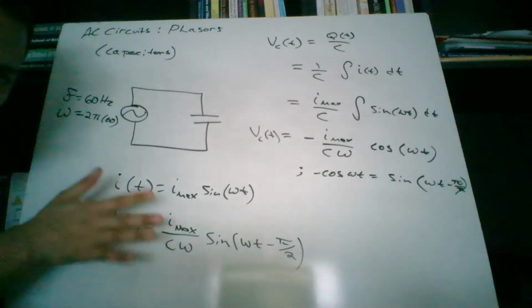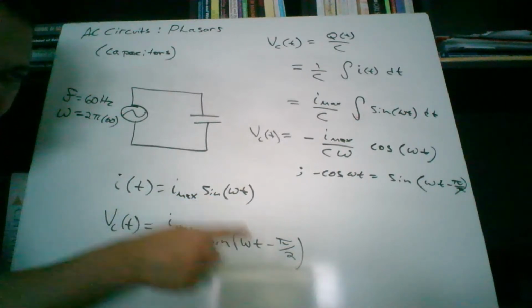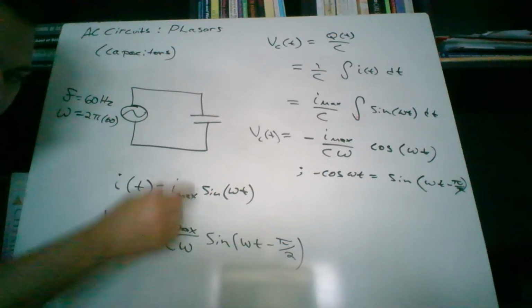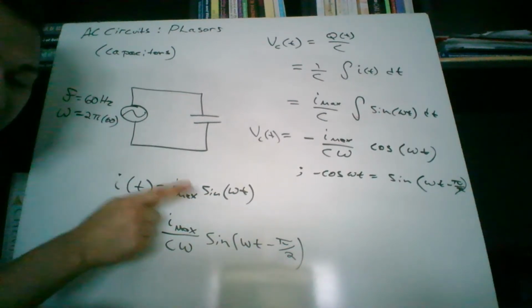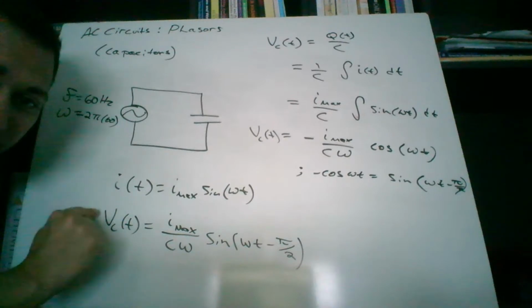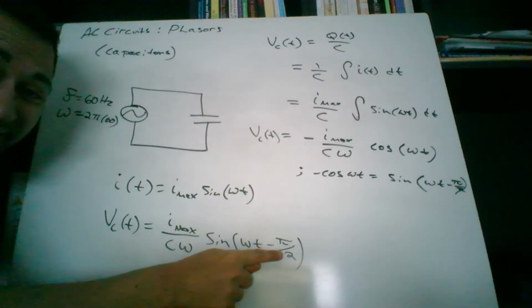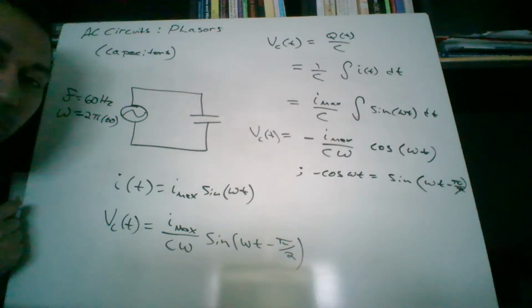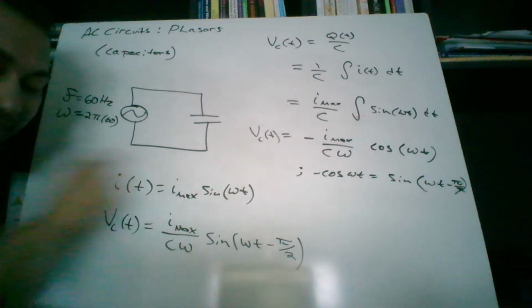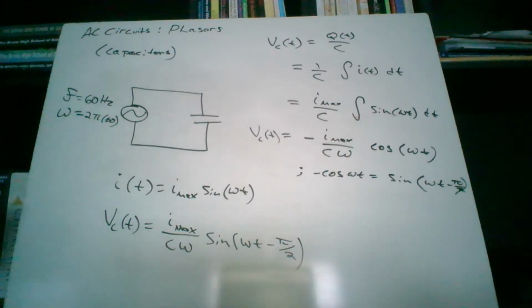Take a second and look at this and look at this. Don't worry about these two right here. This is sine and this is sine of omega t minus pi over 2. This is saying that the voltage of the capacitor is 90 degrees out of phase with the current. Well, what does that mean? What does that even look like?